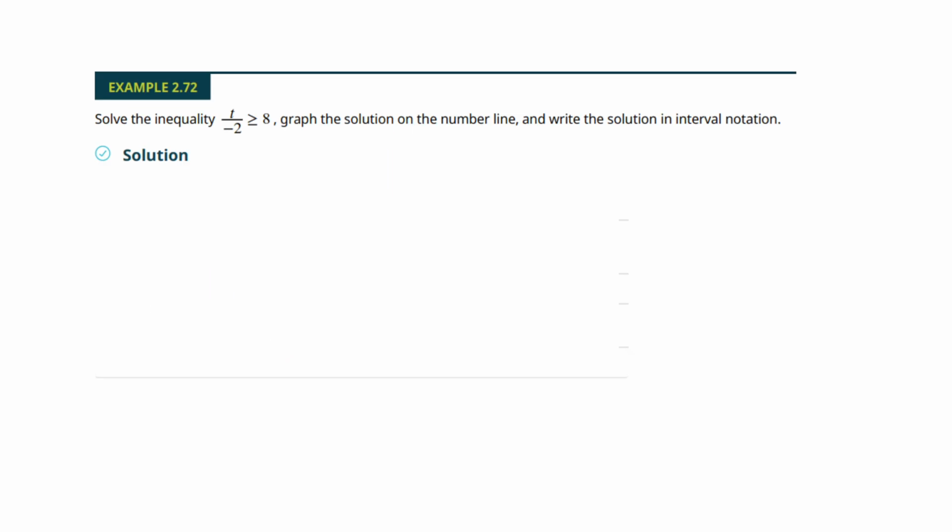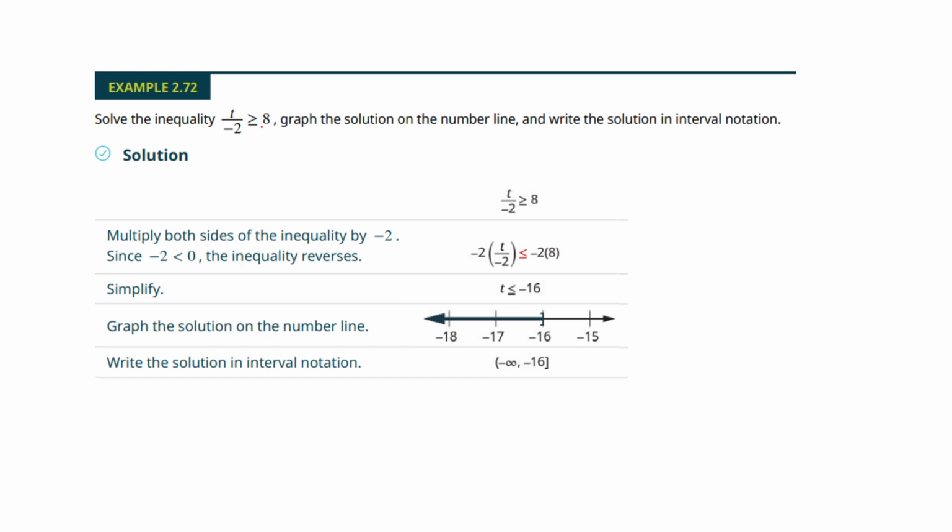Okay, so now we are going to multiply across by a negative, but that involves the opposite again. So we're going to have to flip the inequality sign here. Multiply both sides by -2, okay. So that flipped my inequality sign, and now I've got t is less than or equal to -16. There's my interval notation.